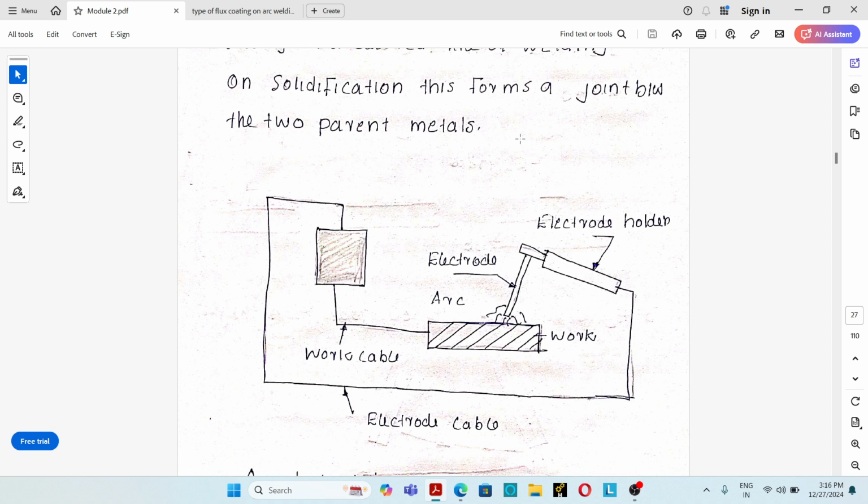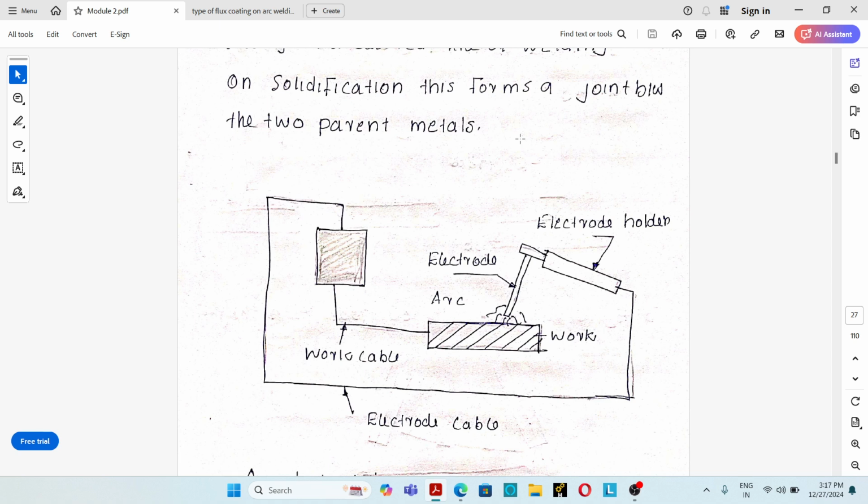In the case of straight polarity, 70% of the heat is produced on the workpiece and 30% of the heat is produced in the electrode. In reverse polarity, the electrode is connected to positive and the workpiece is connected to negative. Reverse polarity is also known as direct current electrode positive. In reverse polarity, 70% of the heat is produced in the electrode and 30% in the workpiece. That's the difference between straight polarity and reverse polarity.